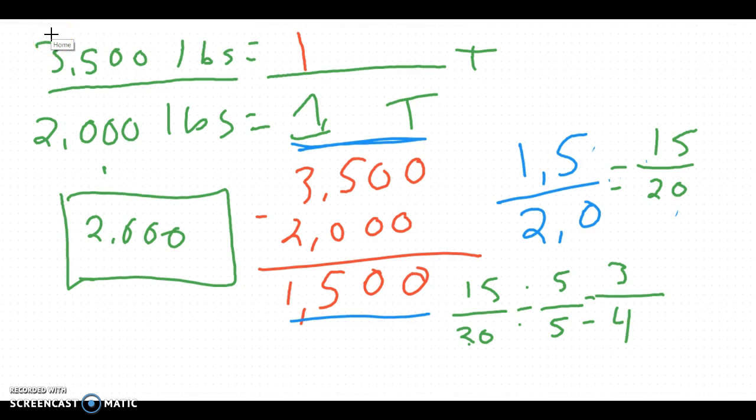So that means that 3,500 pounds is the same as 1 and 3/4 tons.